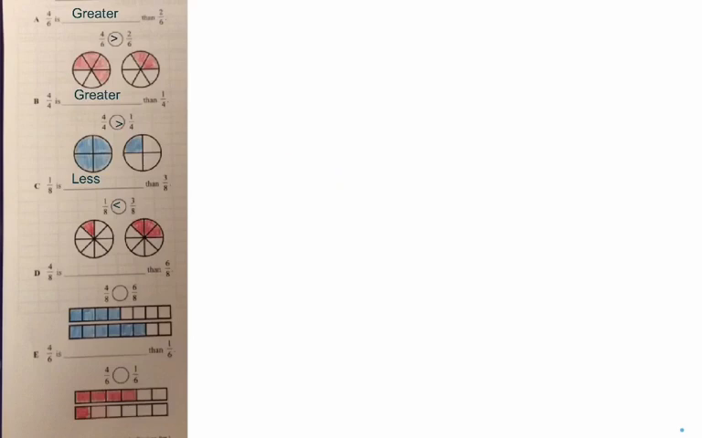Letter D, 4/8 is something than 6/8. Again, my denominators are the same, so I'm just comparing the numerators. 4 is less than 6, so let's fill in the answers. And the last one, E, 4/6 is something than 1/6. Denominators are the same, so just write down the numerators. Compare the statement, 4 is greater than 1, and write in your answers.